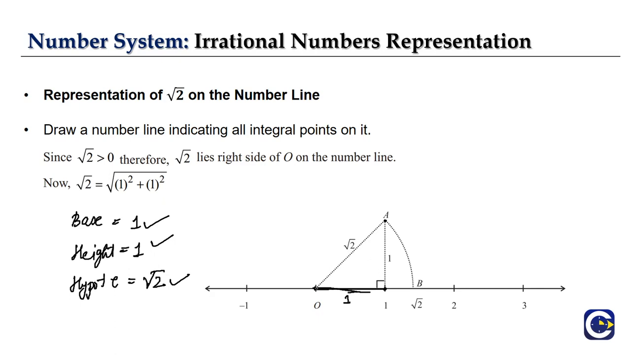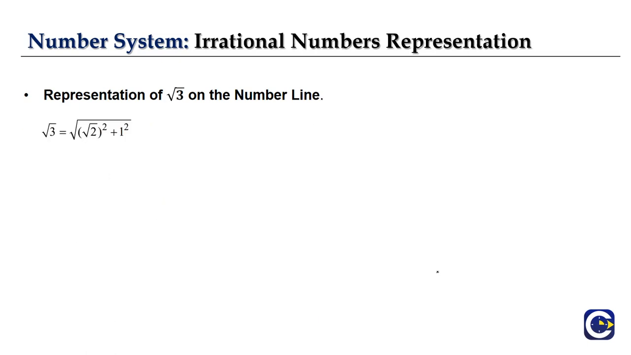Now take your compass, take O, that is 0, to be your center, and take this distance OA as your radius, and mark an arc such that it cuts our number line at point B. That point B is the representation of root 2 on the number line. So this is how we locate root 2. Similarly, let's see another one.